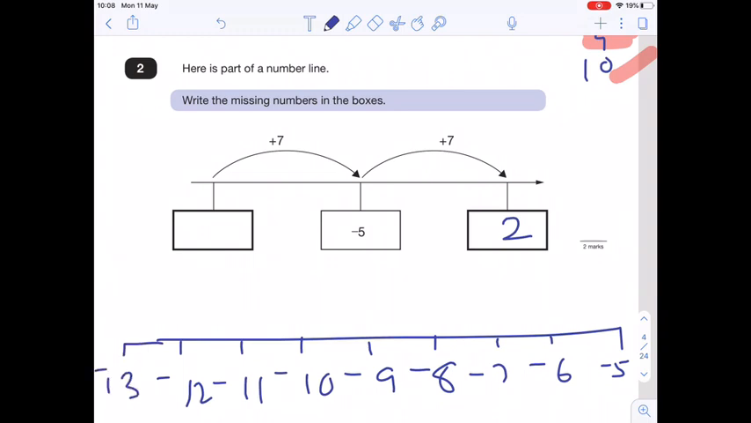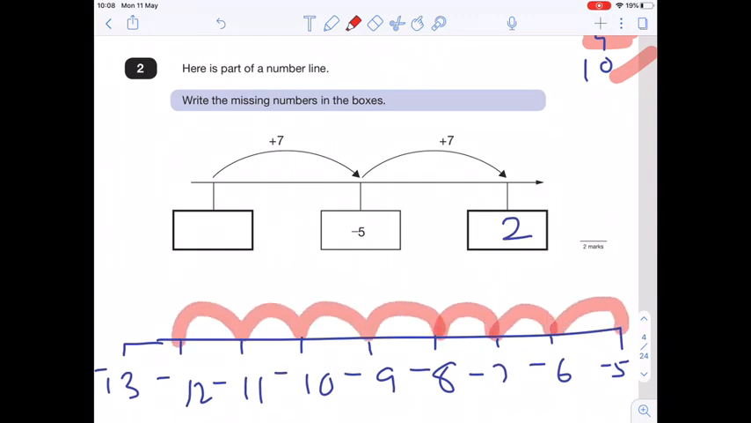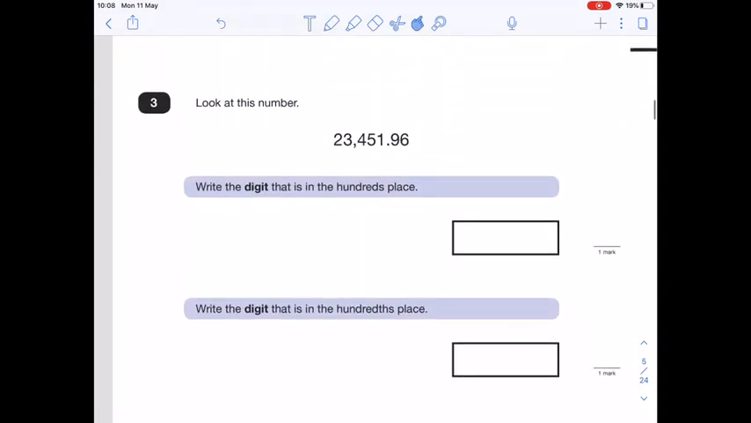Okay, and you want to count back 7. So go 1, 2, 3, 4, 5, 6, 7. And the answer showing there is minus 12. Okay, perfect. Very well. So this one, nice and easy.